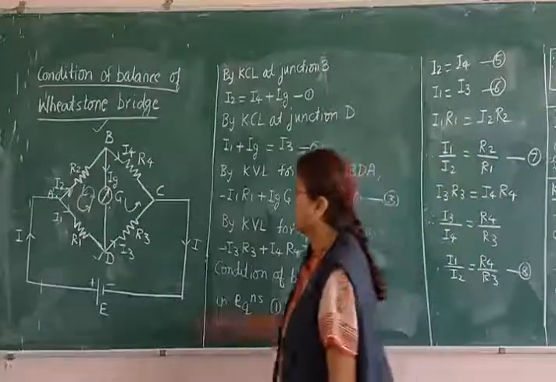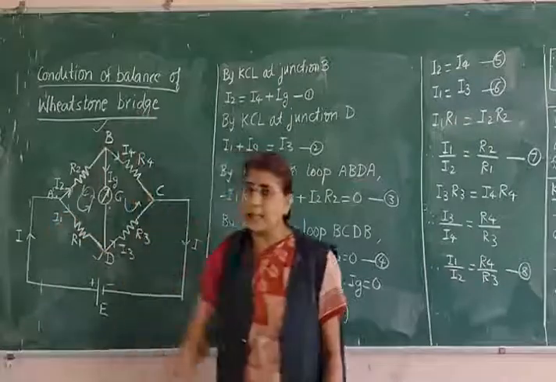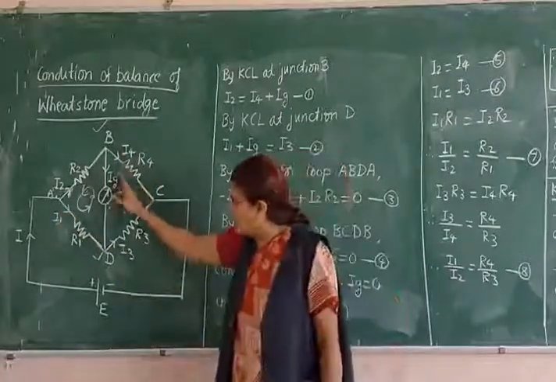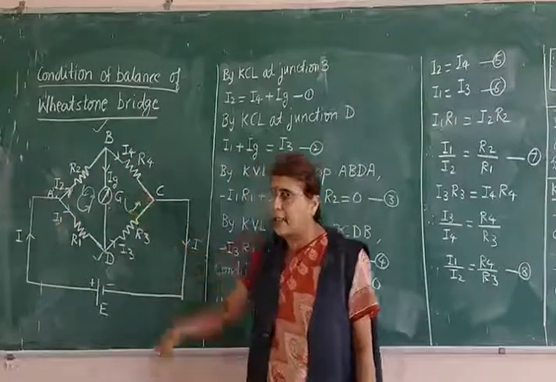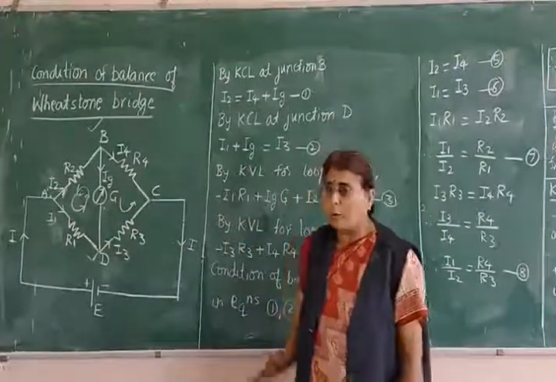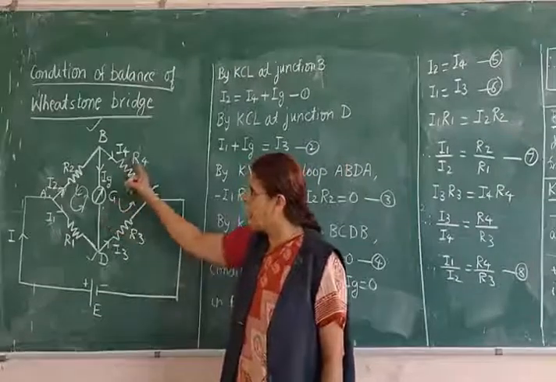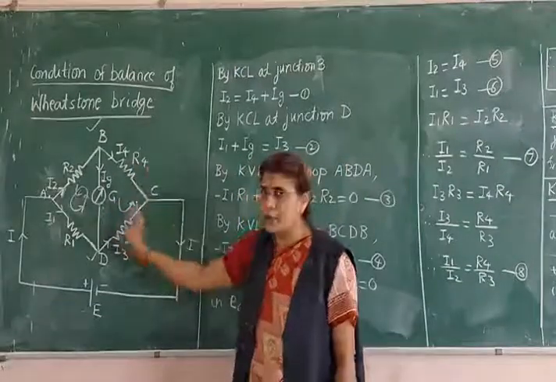Same thing we shall apply to the second loop. B, C, D, B. This is another loop. Let us also traverse this loop in the same anti-clockwise direction. And now here also, no cells are there. Only 3 resistors are there. What are the 3 resistors? G, R4 and R3. And the currents are shown in the figure.